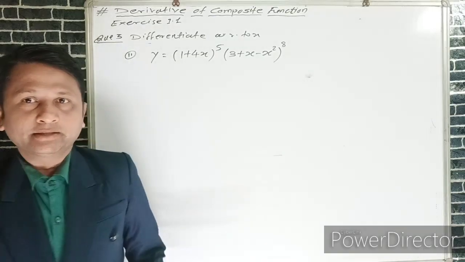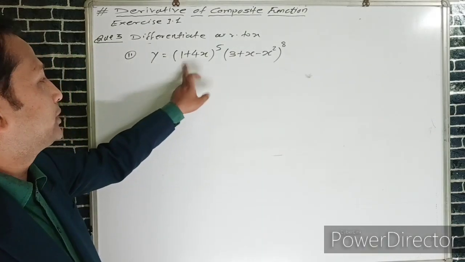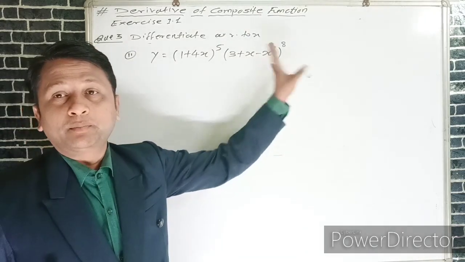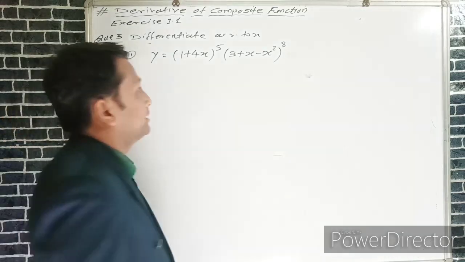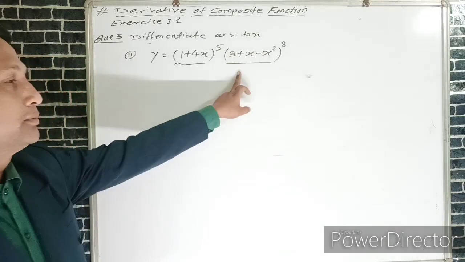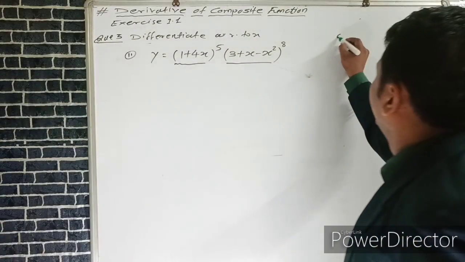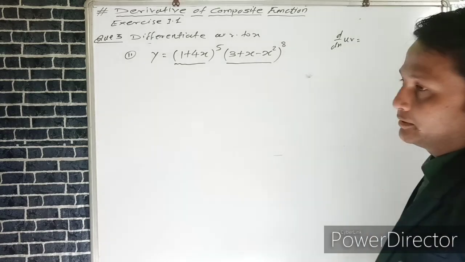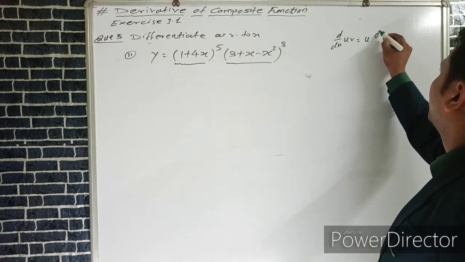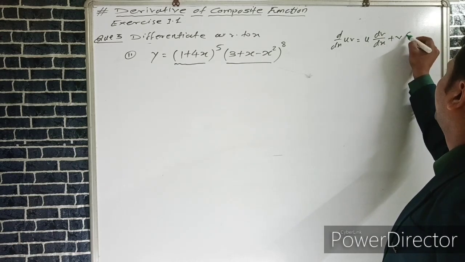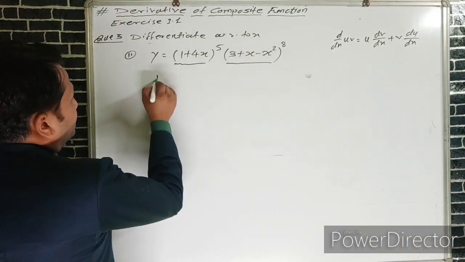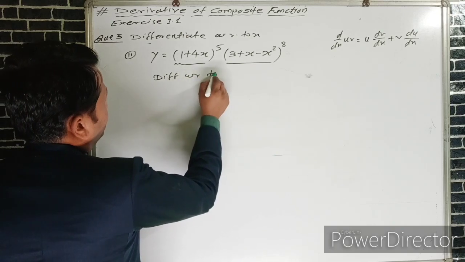After that, the next example is y equals (1 + 4x) raised to the power 5 into (3 + x − x²) whole raised to the power 8. Both the terms are in multiple form. If we consider the first term as u and the second term as v, then we can apply the derivative of u into v. And we know that the derivative of u into v is u into dv upon dx plus v into du upon dx.